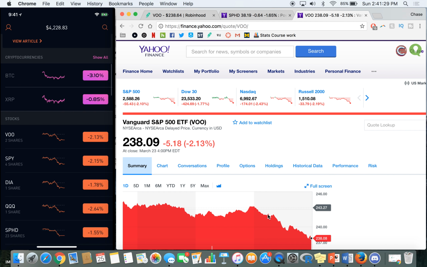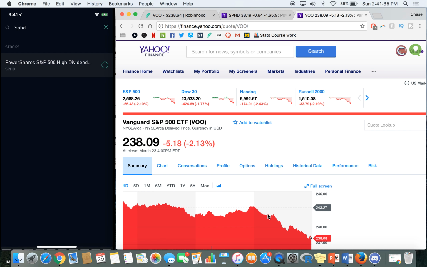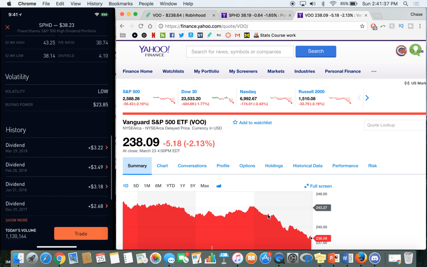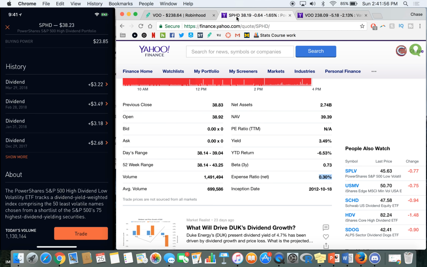And now let's contrast this with something like SPHD, because VOO is a pretty typical ETF. Nothing too different about this, but when we're looking at SPHD, the PowerShares S&P 500 High Dividend Low Volatility ETF tracks a dividend yield weighted index comprising the 50 least volatile names chosen from a short list of the S&P 500's 75 highest dividend yielding securities. So now that's a little bit more complicated. So essentially what this is saying is that they take the 75 highest yielding securities out of the S&P 500, so those 500 American large cap stocks, and then they pick the 50 least volatile of them.